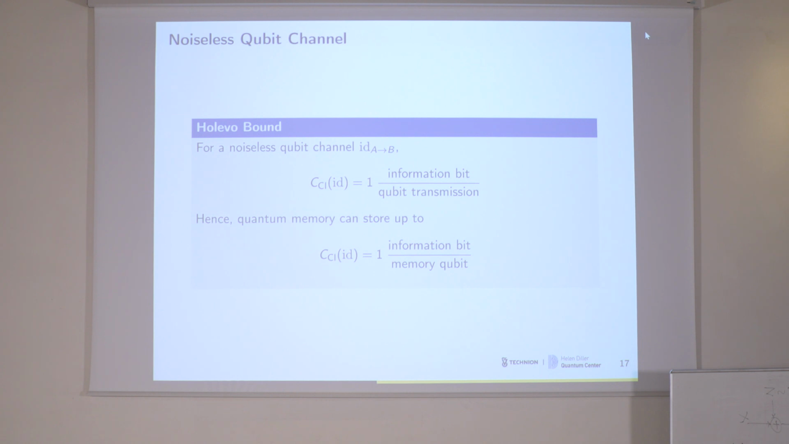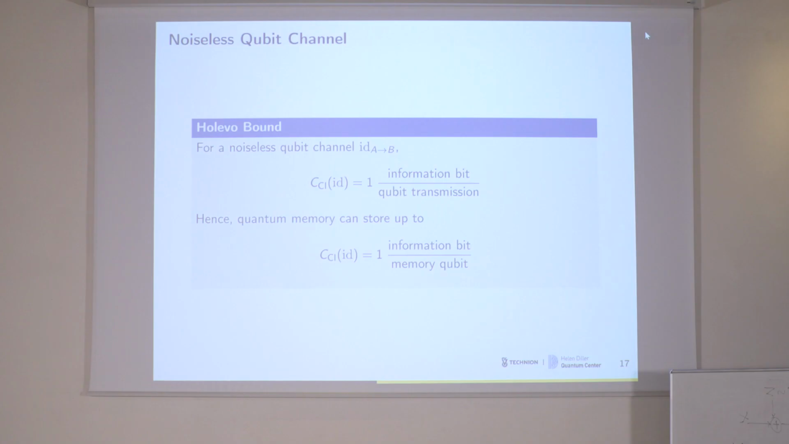Okay, now let's look at those simple special cases. If we have an ideal channel, a channel that sends the qubit as it is, then the capacity is equal to 1 information bit per qubit transmission. If you transmit a qubit, there's no noise. You cannot send more than 1 classical bit. This means that if you have perfect quantum memory, it can only store 1 information bit per memory qubit. Otherwise, you would not be able to recover the original information.